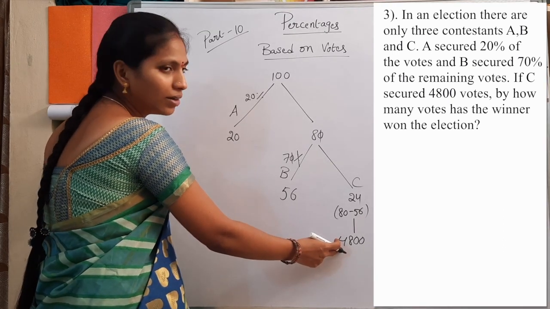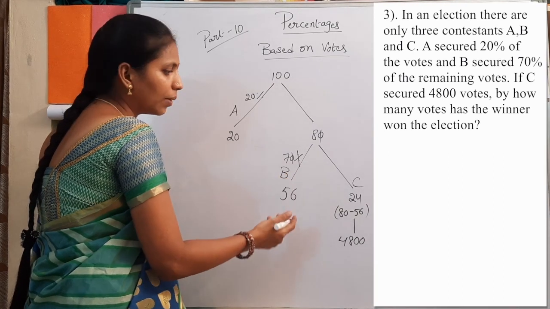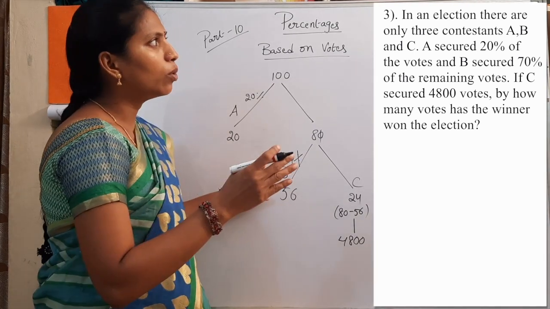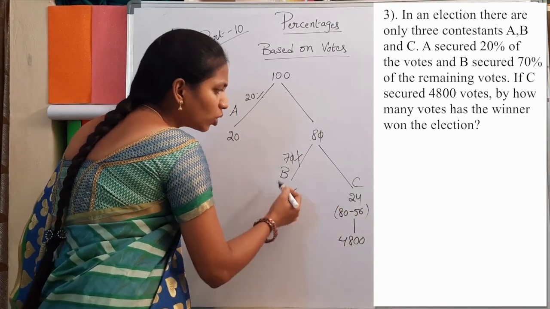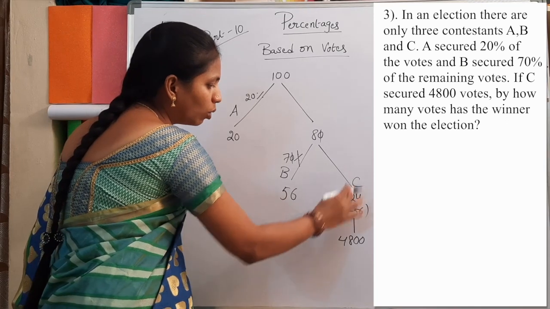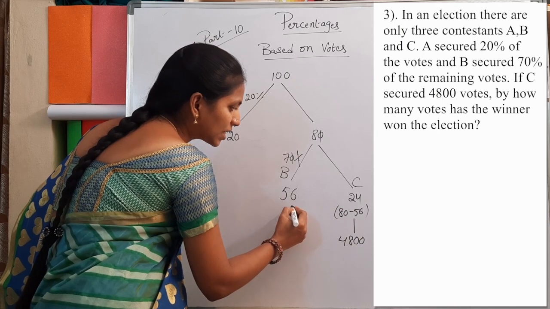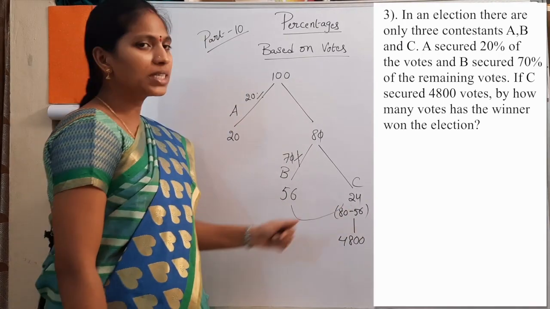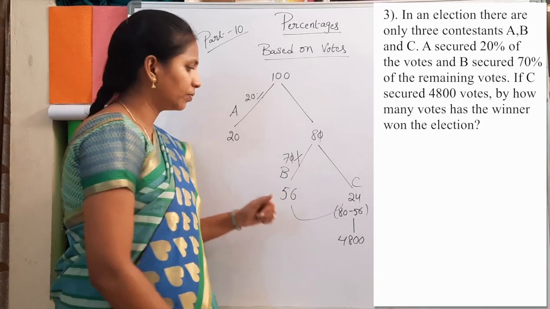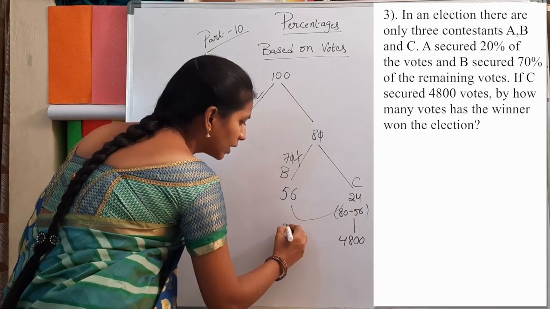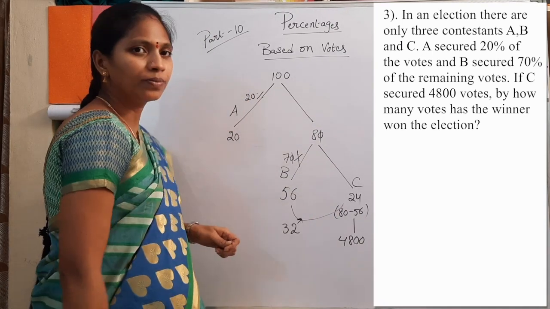Okay, by how many votes has the winner won the election? Comparison of C and B, by how many votes? It means take the difference between these two, 56 and 24. What is the difference? 56 minus 24 is 32. Okay, the difference is 32.